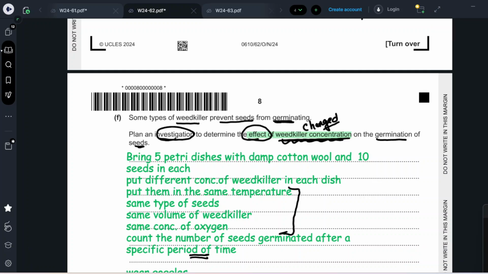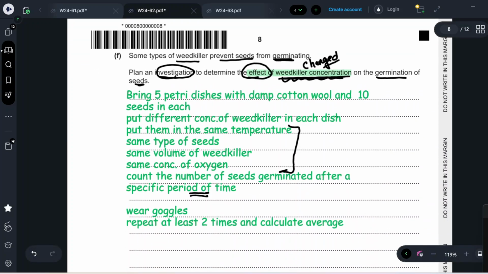The last 3 points: safety precaution, improvement, repeat. Wear goggles so that the weed killer does not spray into my eyes. Repeat at least 2 times and calculate the average. I can also maintain the temperature around them using a heater, for example, to offset the room temperature, so it does not affect the results.